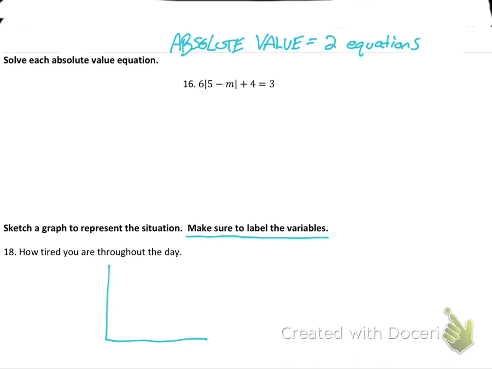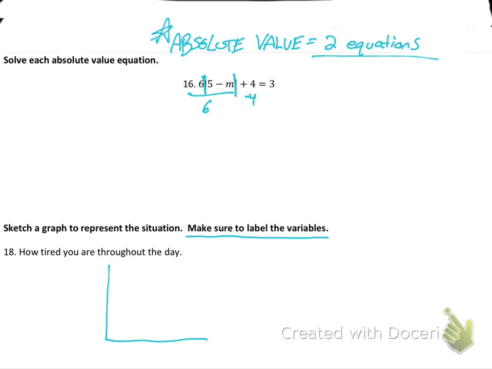All right, solve each absolute value equation. Remember, when you have absolute value, you must have 2 equations. You're going to solve for this and then set it equal to the positive and then equal to the negative. You'll have 2 equations, which will then give you 2 answers. So for question number 16, I have to get what's in the absolute value bars all by itself. So I need to get rid of that 6 by dividing, but first I have to add or subtract the minus 4.